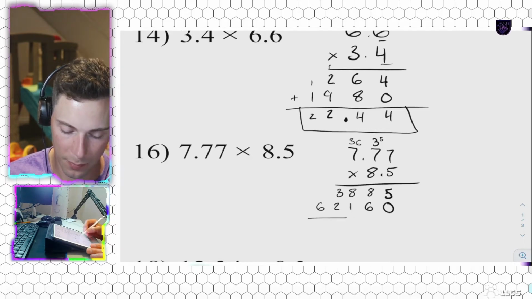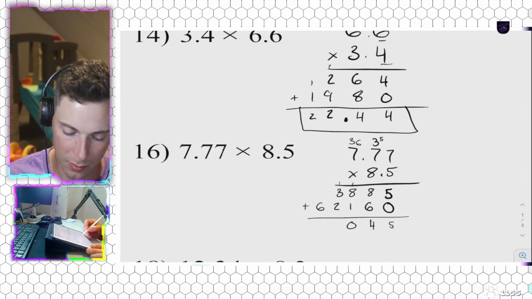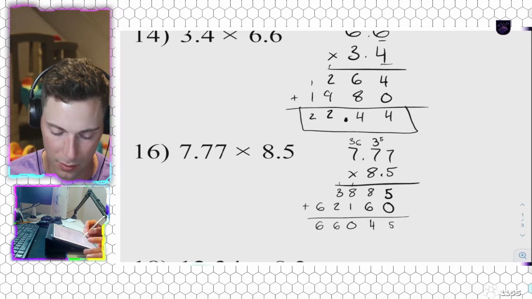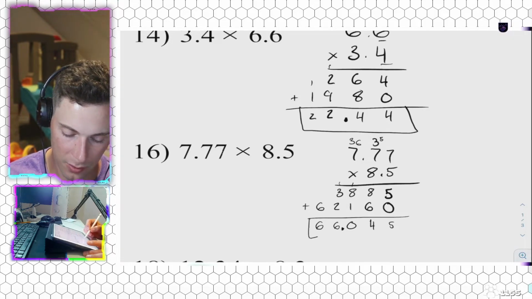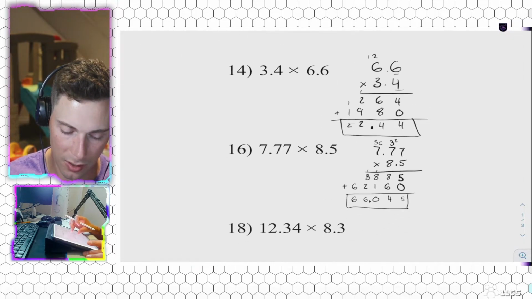We're going to add these together. It's going to be 5. That's going to be 14. Put the 4, carry the 1. That's going to be 10. Carry the 1. That's going to be 6. 6. 4, 1, 2, 3 decimal places over. 66.054. Scroll our answers and let's check that.